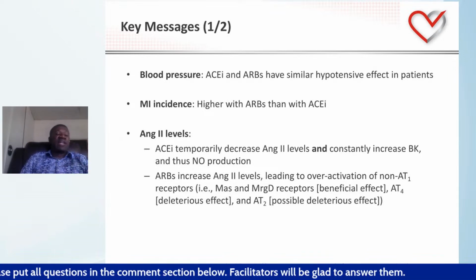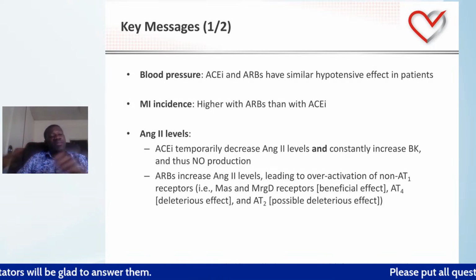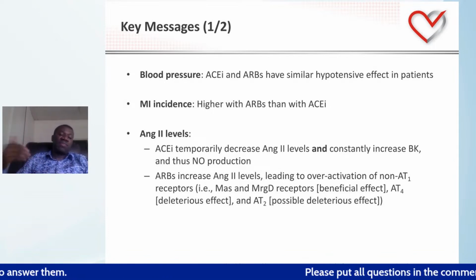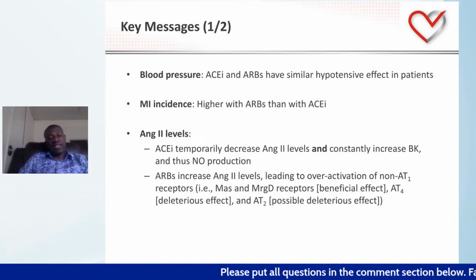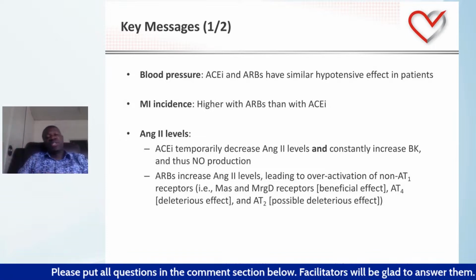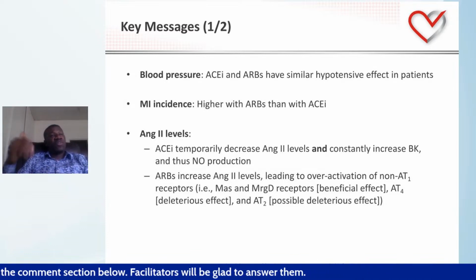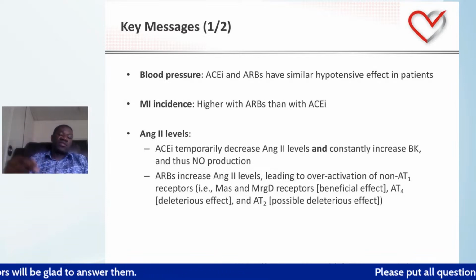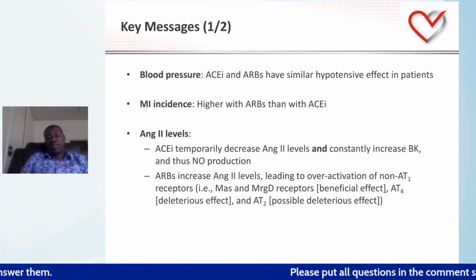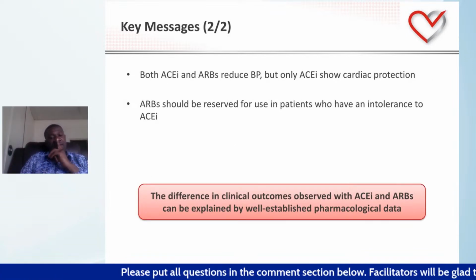And then what about the angiotensin 2 levels? ACE inhibitors temporarily decrease the angiotensin 2 levels and constantly increase the bradykinin pathway, and therefore lead to much production of nitric oxide. ARBs, on the other hand, lead to overactivation of the non-AT1 receptors, and AT4 will bring deleterious effects. AT2 also produces some deleterious effects, basically remodeling. And therefore, we should be able to think about our choices when it comes to ACE inhibitors and ARBs.